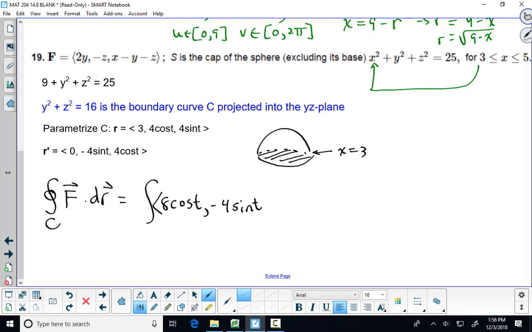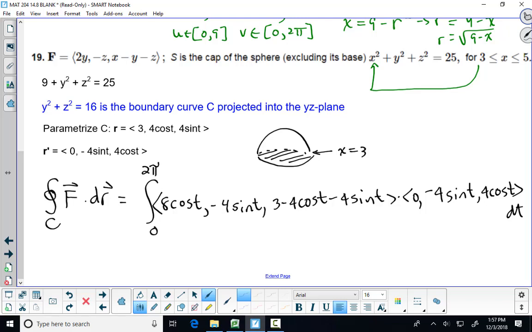This is a vector field. And then the z component, x minus y minus z. So x minus y minus z. This gets dotted with r prime: 0, negative 4 sine t, and positive 4 cosine t dt. T goes from 0 to 2 pi, because we're going around a circle.